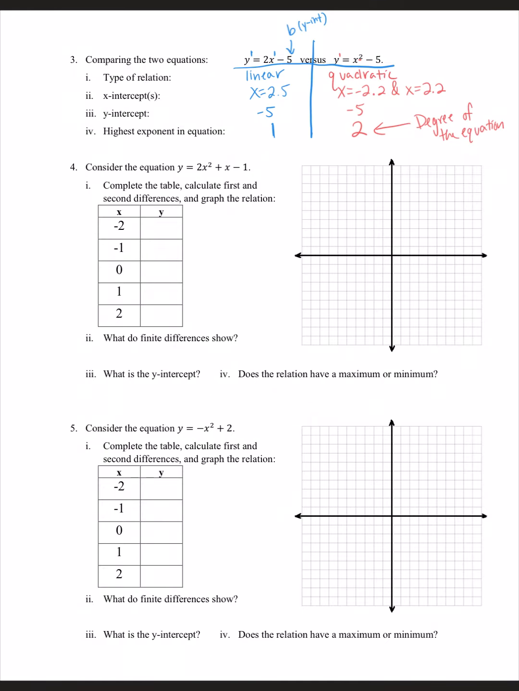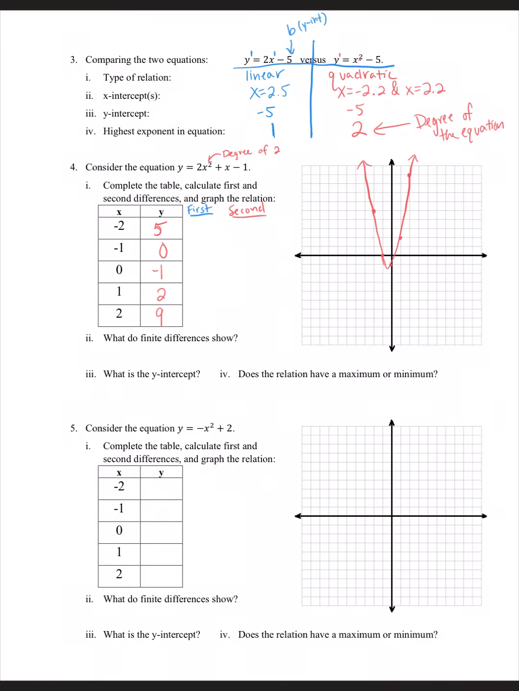All right, so we're going to look at a few more quadratic relations today and identify, just again, what those finite differences, those second differences show us. All right, so take a minute, pause the video, and see if you can fill out the table of values and then graph this relation, for example, 4. Okay, so here's what your table of values should look like, as well as your graph. So looking at the equation, we see that we have a degree of 2, okay, which should tell us that we have a quadratic.